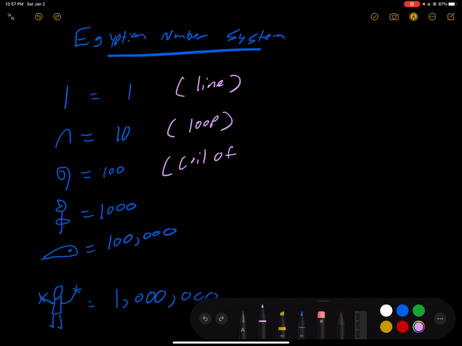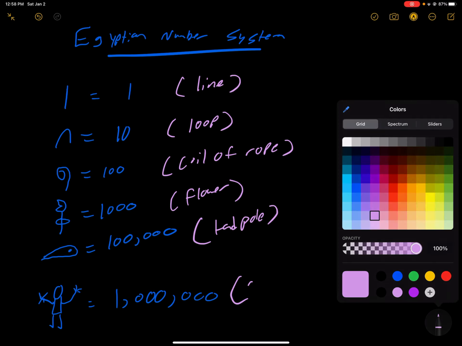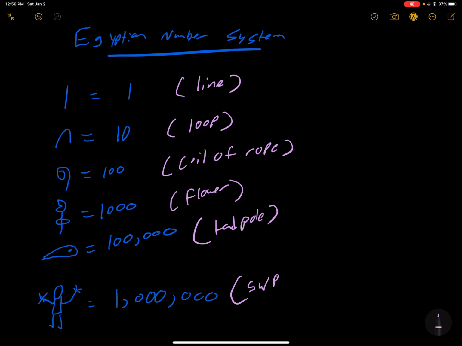Rope does not start with a W. And when you get to 1,000, you have a flower. And for 100,000, we have a tadpole. And for 1,000,000, we have a surprised person. And this is how the Egyptian number system works. You just have these different symbols that each represent a different number value.